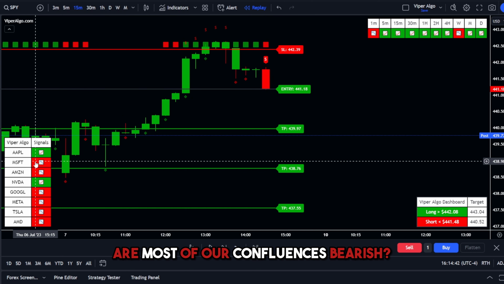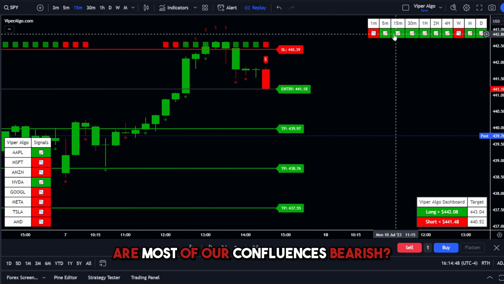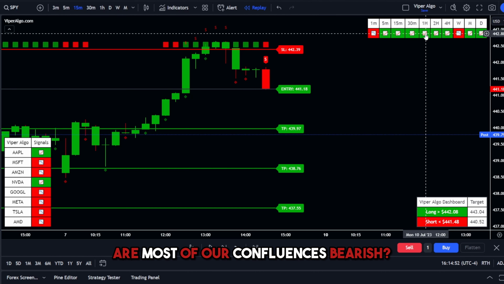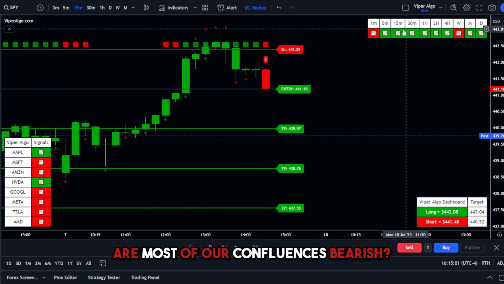And here's our 3rd level of confirmation, as we have 6 out of the 8 tickers are red in the S&P, and the trend dashboard is mostly green. So that's the only one that's not confluencing with the signal. So right now we have 1, 2, 3 out of 4 confluences on our chart.